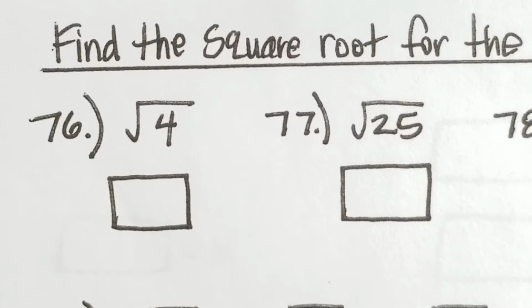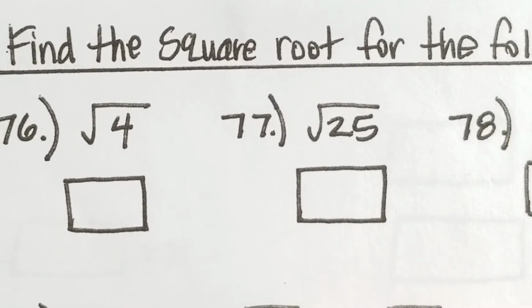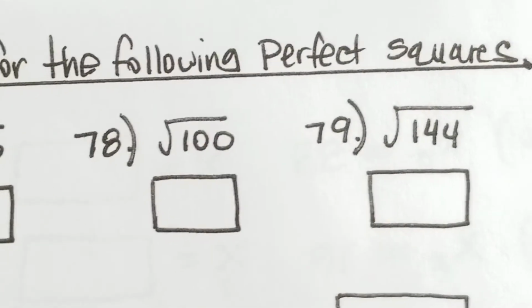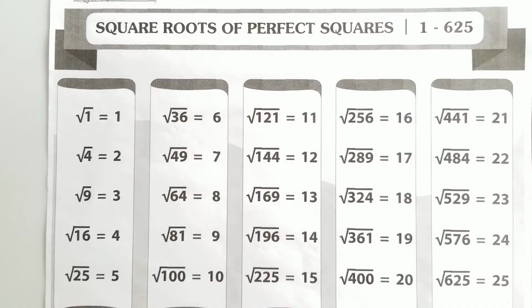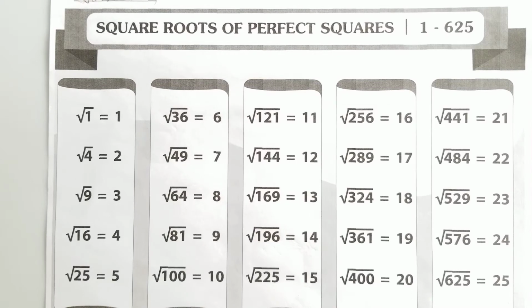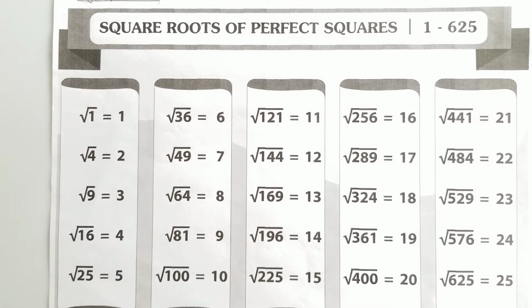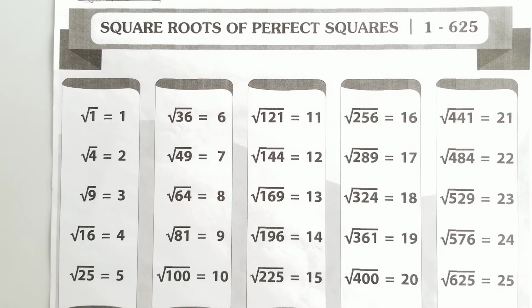Okay? For 76 through 79, you will be finding the square root for the following perfect squares. So remember in class we talked about perfect squares, and this is basically a list of the perfect squares 1 through 25 here. So I have this on the board for you guys to look at and learn and memorize.